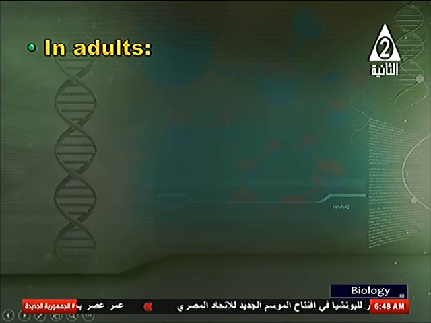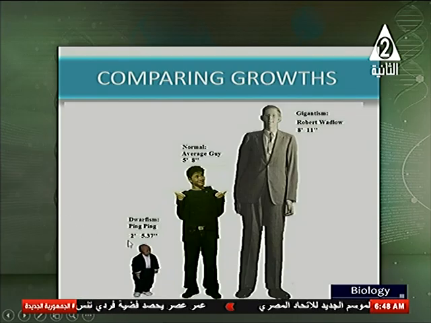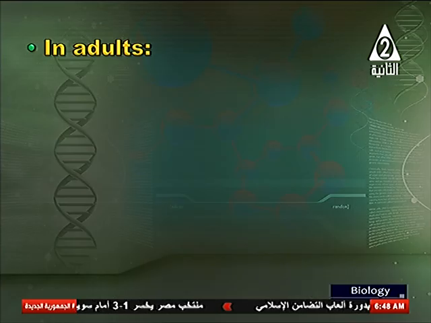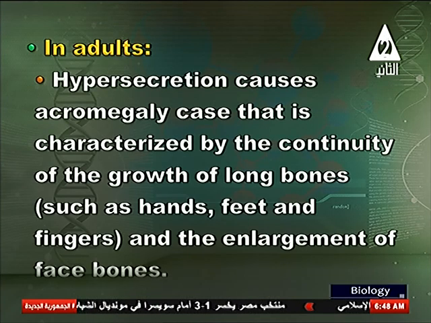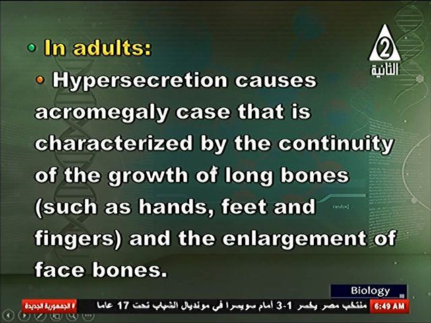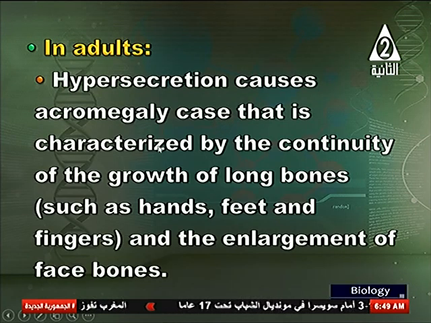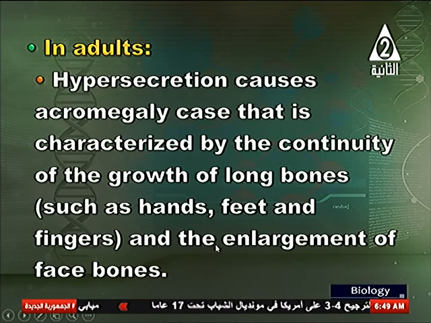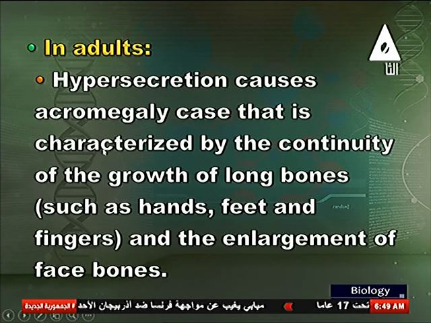What we said here, this picture talks about an increase or decrease in growth hormone in childhood, but now we will study the increase of growth hormone in adults. Hypersecretion causes acromegaly. What is the acromegaly case? It is characterized by continued growth of long bones such as hands, feet, fingers, and enlargement of face bones. We have a famous person here in Egypt who suffers from acromegaly.